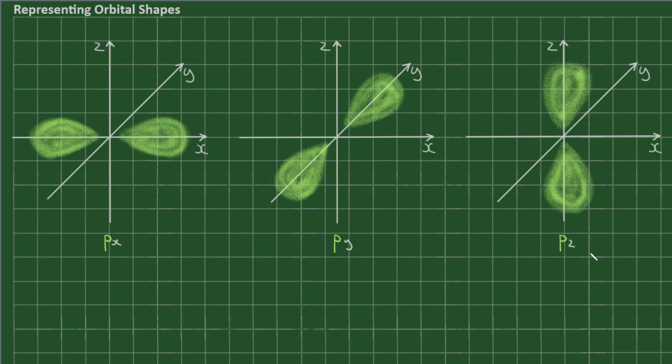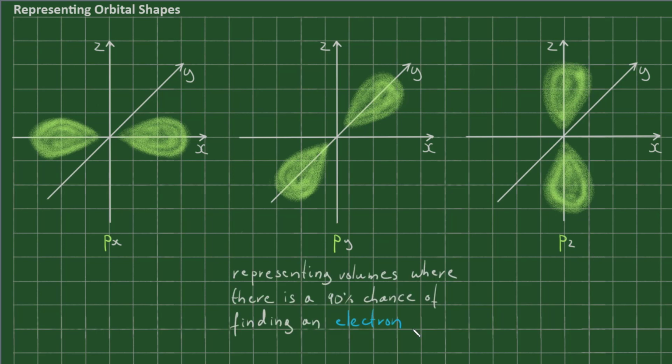Just like with the spherical s orbital, these fuzzy lobes represent a volume where there is a 90% chance of finding an electron. So we went from a single spherical s orbital to these three dumbbell-shaped p orbitals. I wondered what the d orbitals have in store for us.